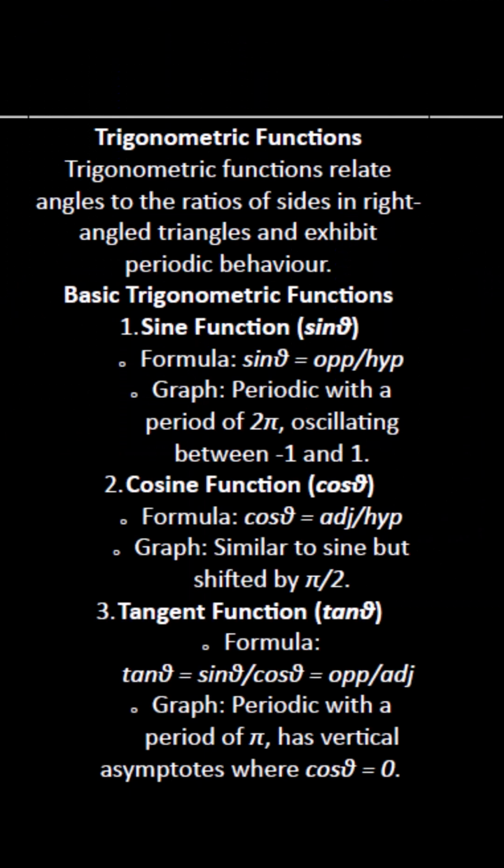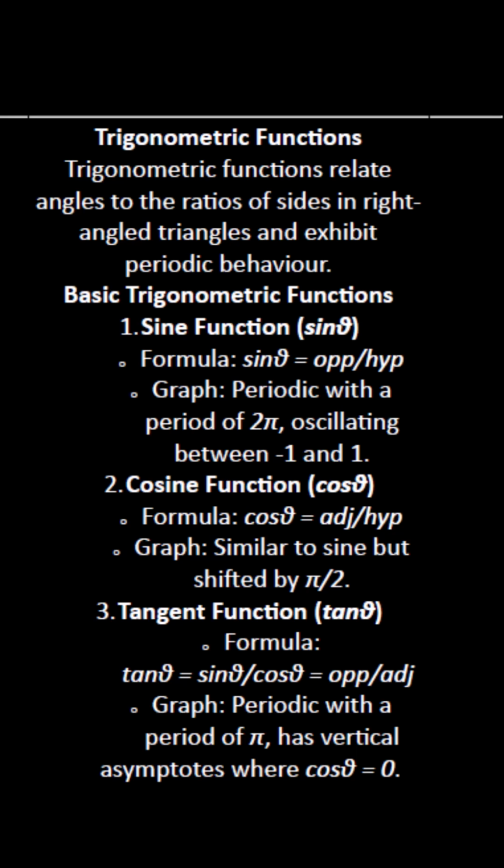So trig functions like sine, cosine, and tangent relate angles within right triangles to the ratios of their sides. What makes them particularly interesting is their periodic nature. Their values repeat at regular intervals, which gives us those wave-like graphs. Right. So you have the sine function, which is the ratio of the opposite side to the hypotenuse, and its graph oscillates between -1 and 1 with a period of 2 pi.